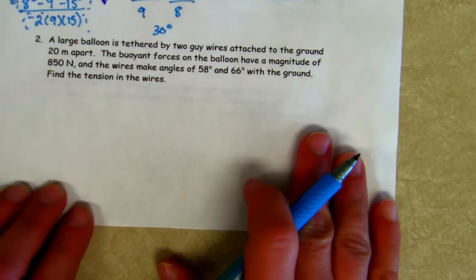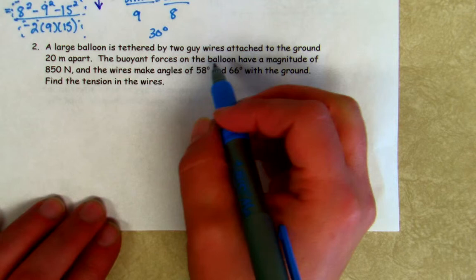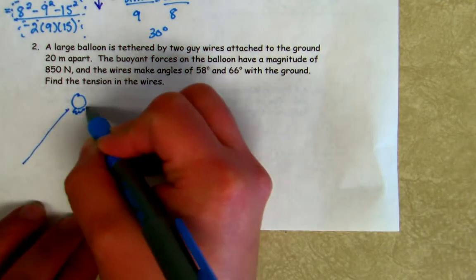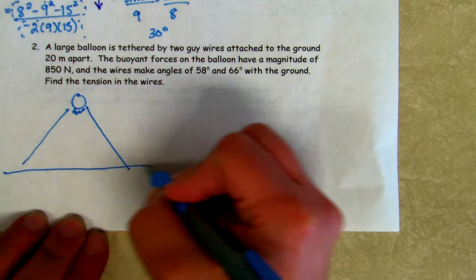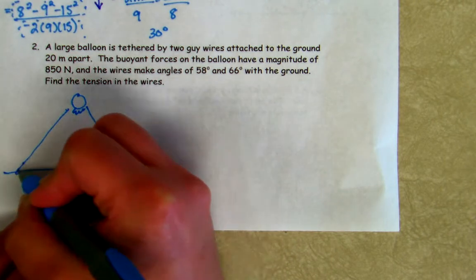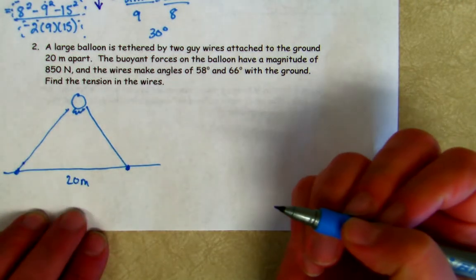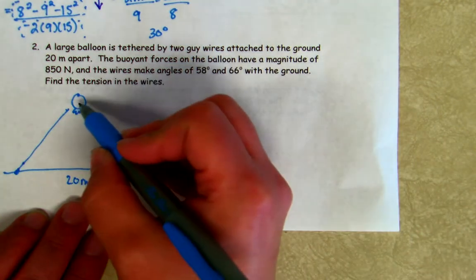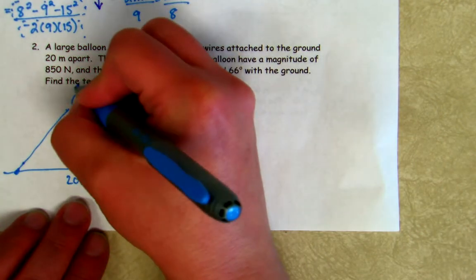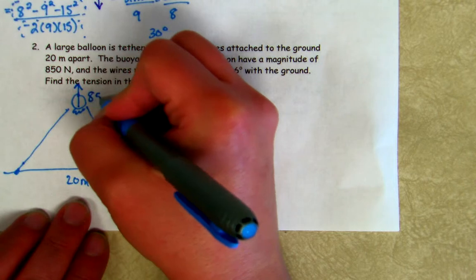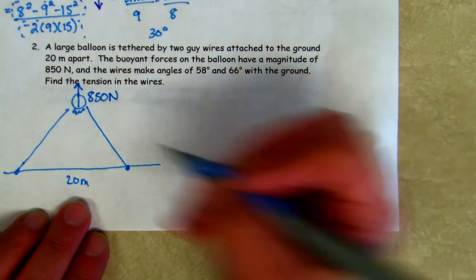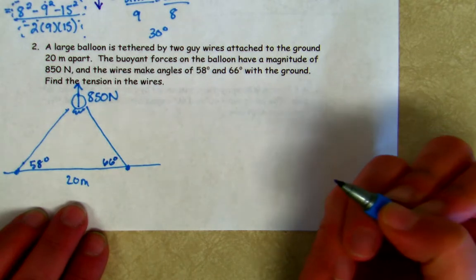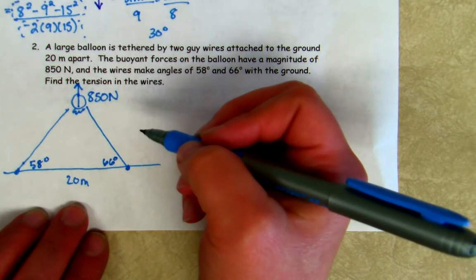The next example. A large balloon is tethered by 2 guide wires. So there's my balloon. There are my guide wires. And they are 20 meters apart on the ground. The buoyant forces on the balloon, so whatever gas is in here, are pulling it up with a force or a magnitude of 850 newtons. The wires make 58 degrees and 66 degrees angles with the ground. Find the tension in each wire.